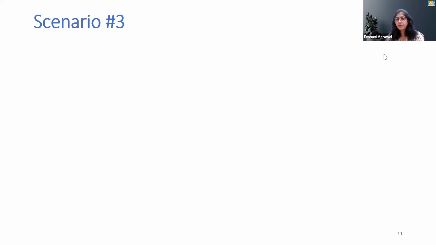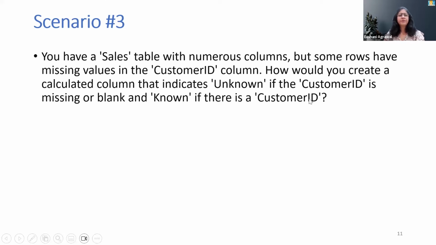Archana, next question is to you. You have a sales table with a lot of columns, but some rows have missing values in the customer ID column. Customer ID column is there, who bought is given. How would you create a calculated column that indicates unknown if the customer ID is missing or blank, and known if the customer ID is given?